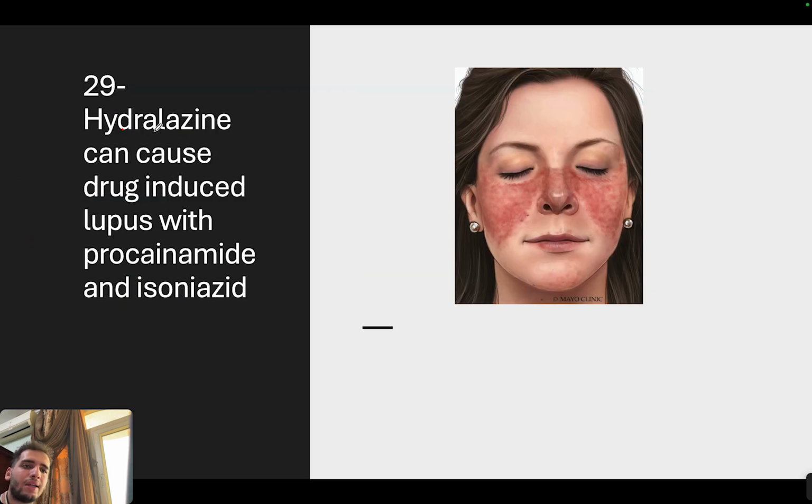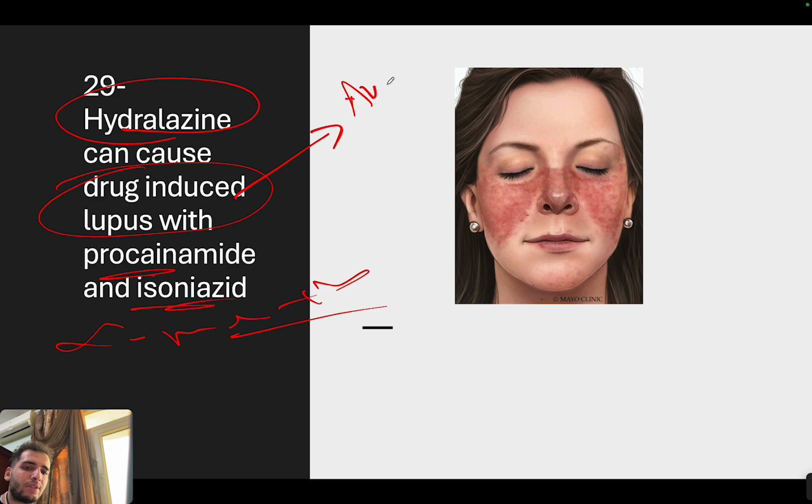The other thing is hydralazine. It can cause drug-induced lupus, procainamide also, isoniazid also, and alpha-methyldopa. And the way they ask about drug-induced lupus is that they will ask you which antibodies you would see. And the answer is that you would see antihistone antibodies, okay? You would not ever see anti-double-stranded DNA antibodies. You would usually see antihistone antibodies, okay? Because the anti-double-stranded is the one that happens in the original lupus, not the one that happens in drug-induced lupus, okay?